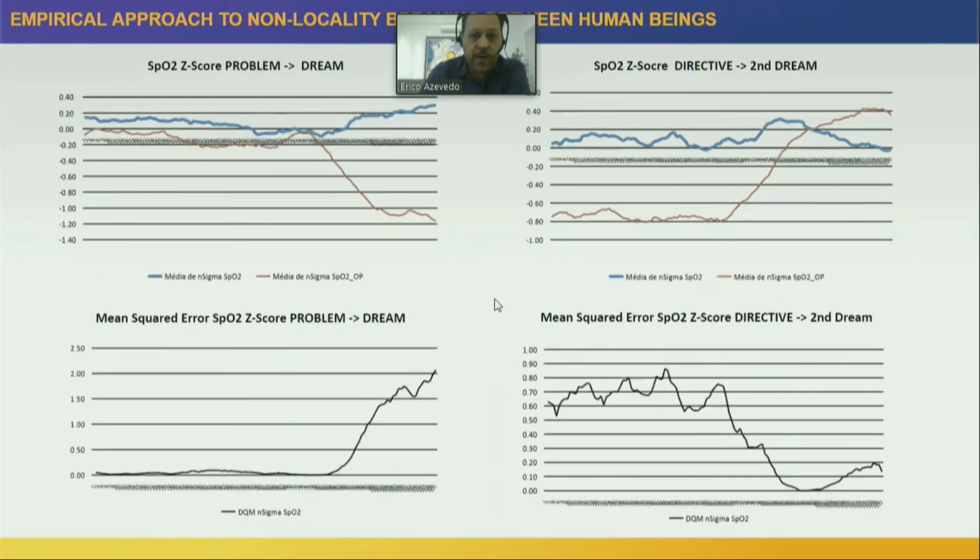Perfect. So I'll be fast here. Just to say that the same phenomenon happened with the oxygen saturation.